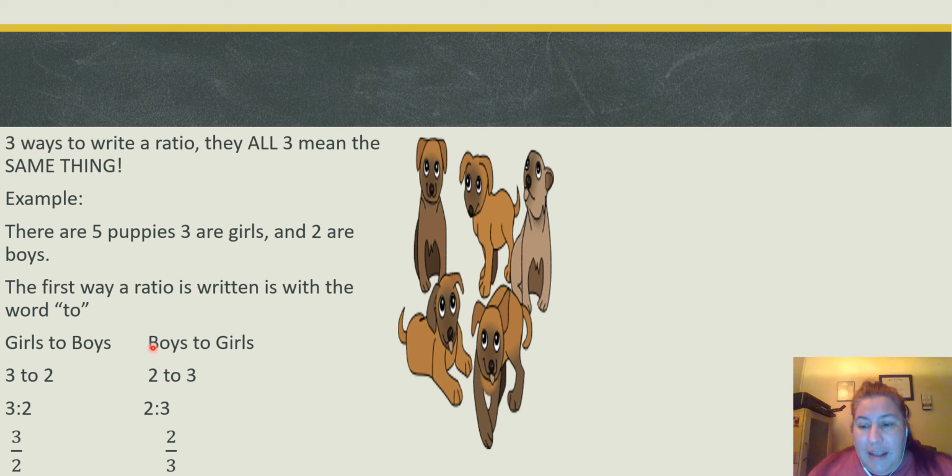The next way that you can write a ratio is to use a colon. You put a colon in the middle to separate the values. So for girls to boys, you would write 3 colon 2. If you're asked for boys to girls, you would write 2 colon 3. The next way that we can write a ratio is by writing it as a fraction. The top part, you would put 3 because that is the part they're asking you for first. That is the numerator. 3 over 2.